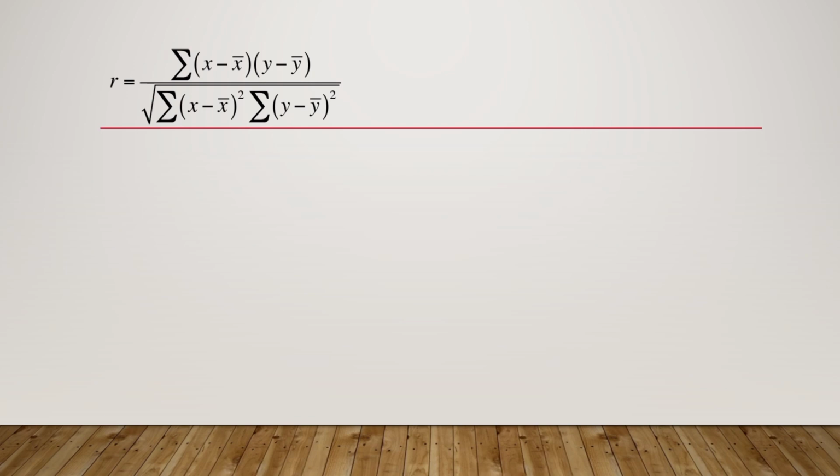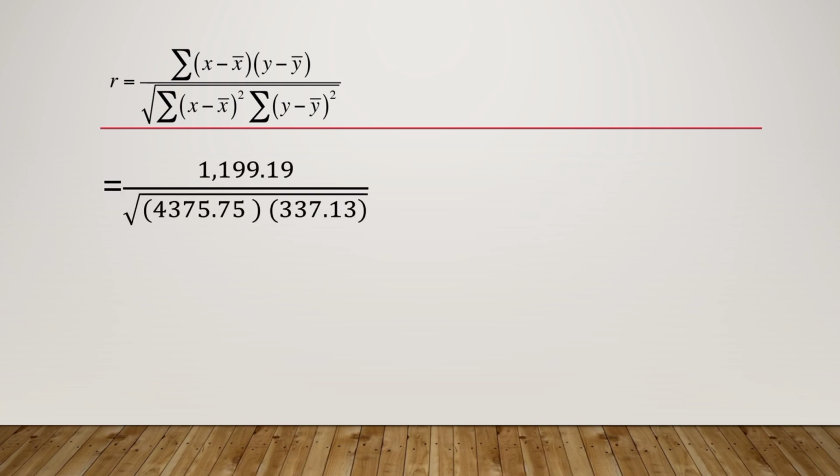So this is just the same formula as the previous topic: the summation of (x minus x bar) times (y minus y bar), all over the square root of the summation of (x minus x bar) squared times the summation of (y minus y bar) squared. So just substitute all the values that we got from the tables. We have 1199.19 divided by the square root of 4375.75 times 337.13.